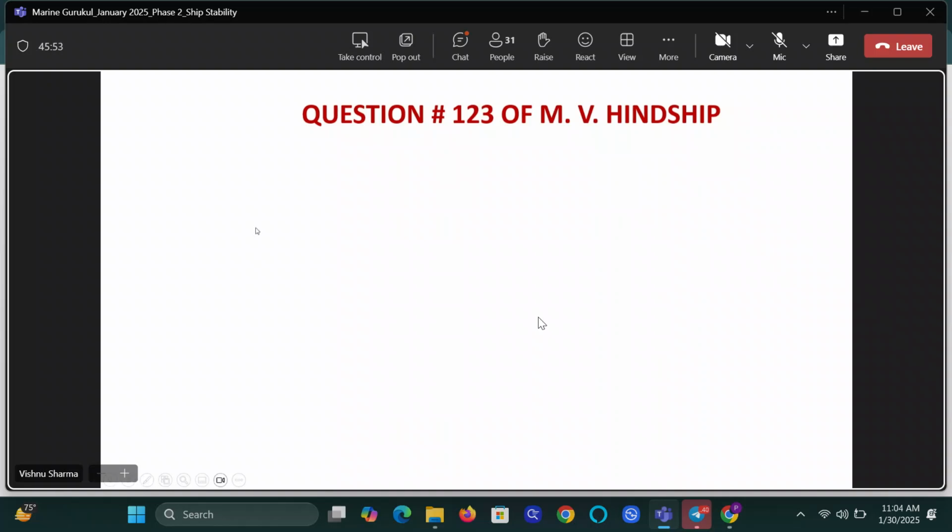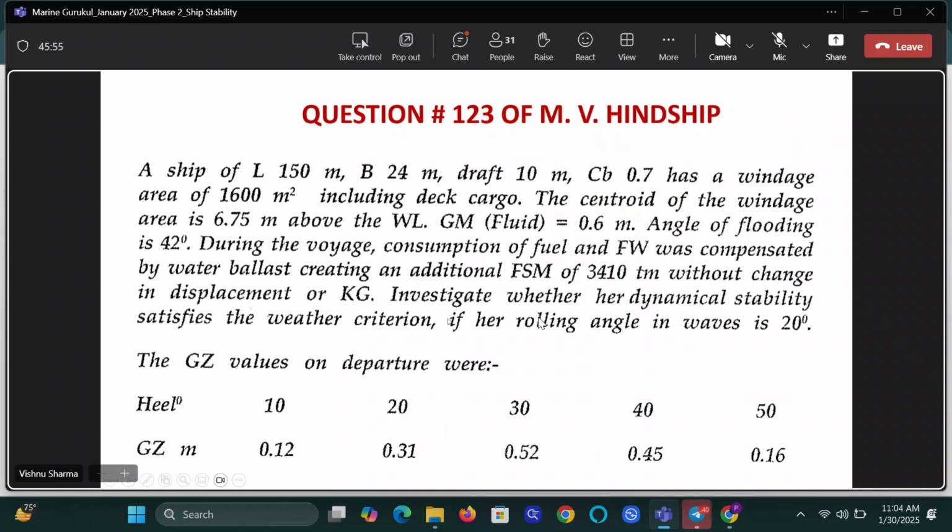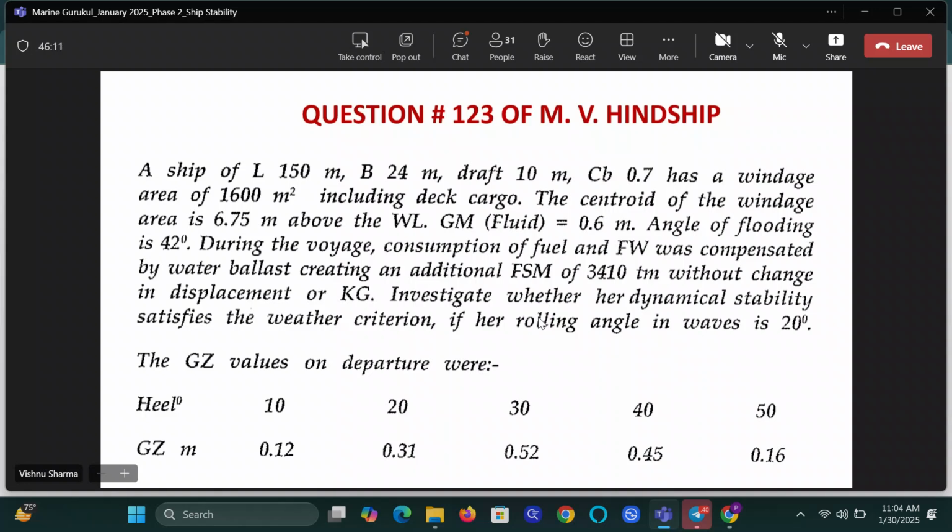I'll just take you through this question of MV Hinship. It's there with you in the solutions. You can always refer to it. It's in the book. Can you see the question, guys? A ship of length... It's not based on MV Hinship, but it is there in the MV Hinship book. I can make a question based on MV Hinship also. Okay, but this question in the book is not based on MV Hinship.